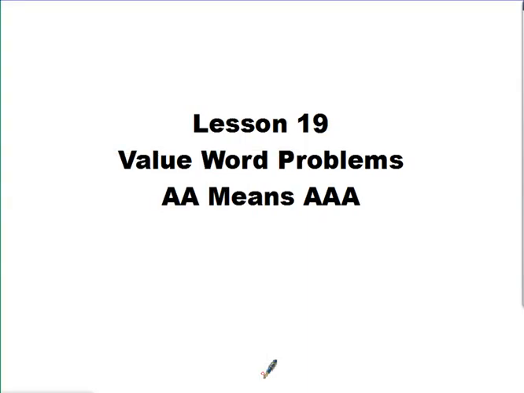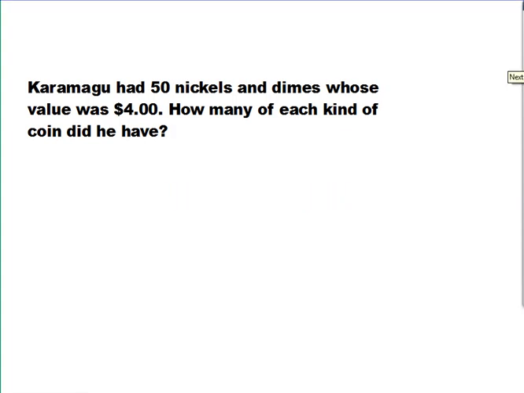Lesson 19, value word problems, and AA means AAA. First thing we're going to talk about is value word problems. Now, the best way that I can tell you to solve these is to set up a chart. Use a chart to organize your information.